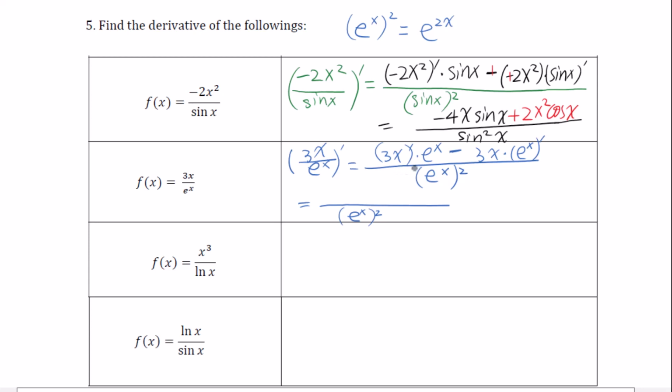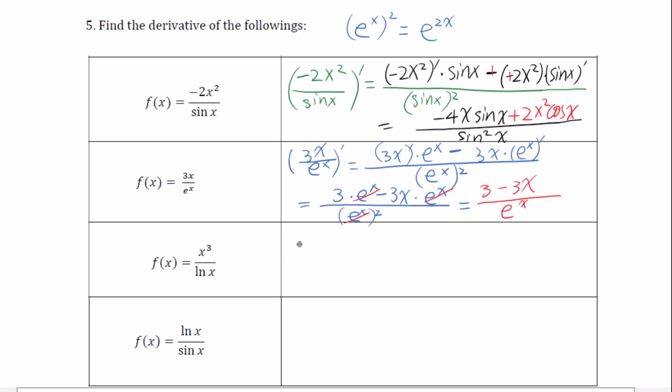But for this question, we can reduce e to the x power, so let me leave it as it is. The derivative of 3x is 3, times e to the x power, minus 3x times the derivative of e to the x power, which is e to the x power. So we have a common factor e to the x on top and bottom. The final answer will be 3 minus 3x over e to the x power.